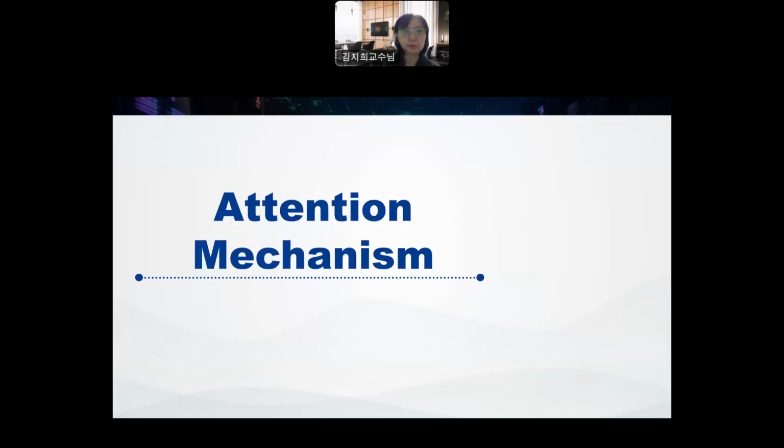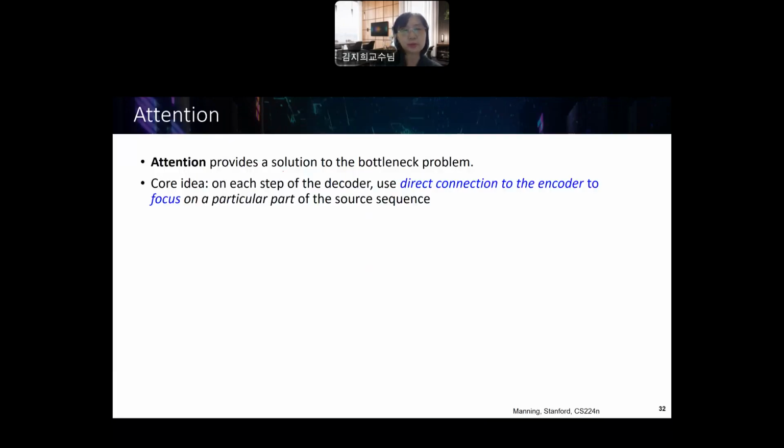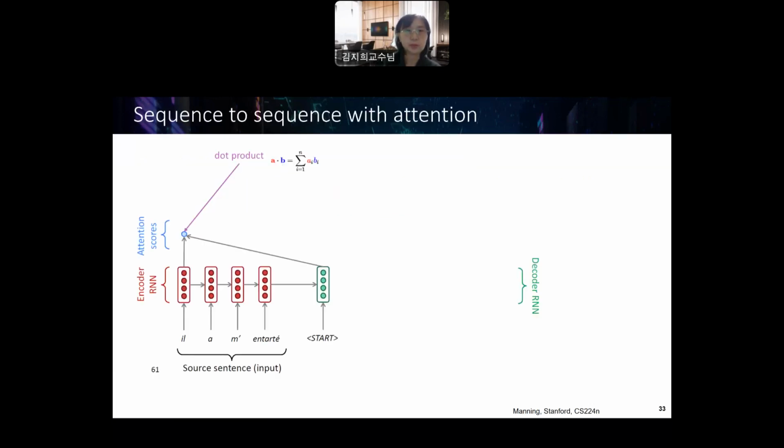So people looked at an approach called the attention mechanism. Attention provides a solution to the bottleneck problem. On the decoder side, instead of just looking at the previous state or the bottleneck state, you can look anywhere in the encoder part and focus on a particular part of the source sentence. So how does it do this?